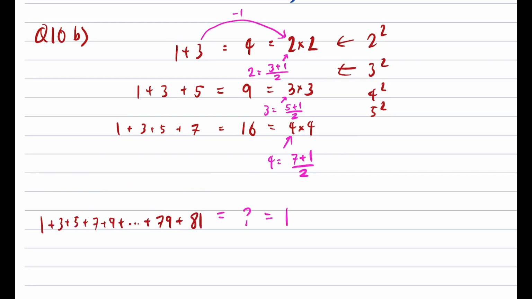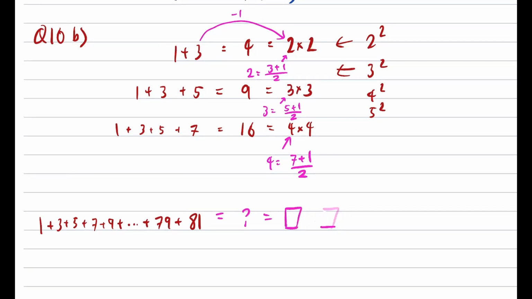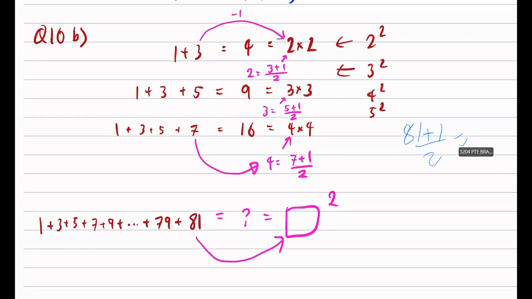So in general, if you have 81, it's equal to something multiplied by another thing. These two numbers are the same. So our goal is to find out what is one of these numbers. Then we just square it. Or more simply, it's just that number squared. How do you find that number? What would this number be?